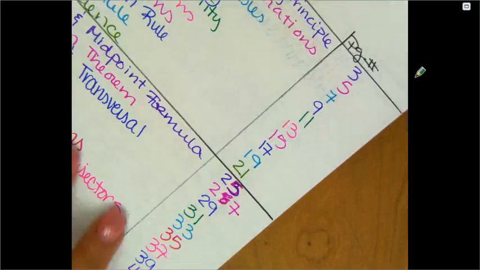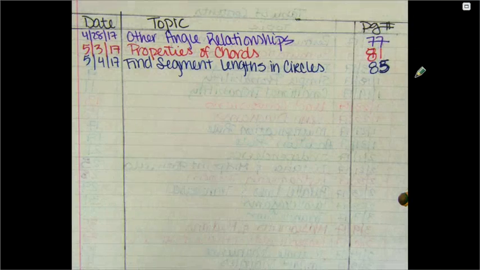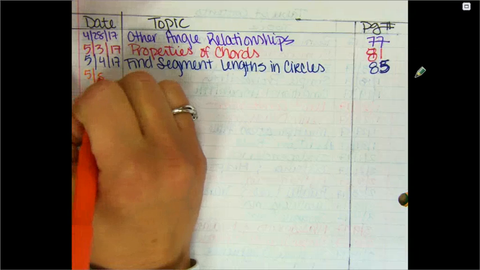Your title is Circumference and Arc Length. Circumference and arc length. Today's 5/8.